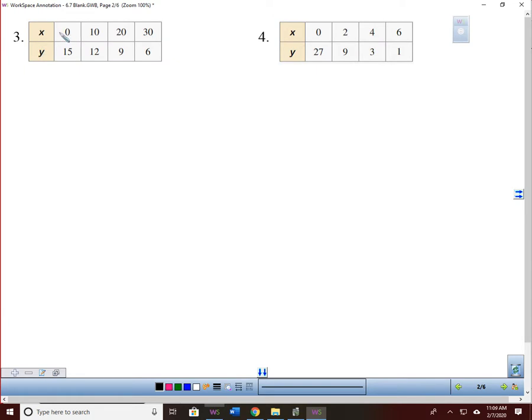So look at number 3, I see that I'm going up 10, 20, 30, so I'm going up by 10 every time for the x's. So I look down here at my y values. To get from 15 to 12, I would have to subtract 3. From 12 to 9, I would have to subtract 3. And from 9 to 6, I would subtract 3. So I see here that my first differences are the same, so that means this is linear. And the reasoning is first differences are constant.